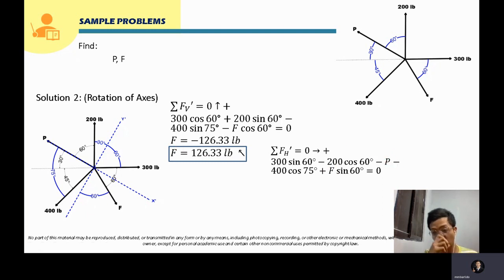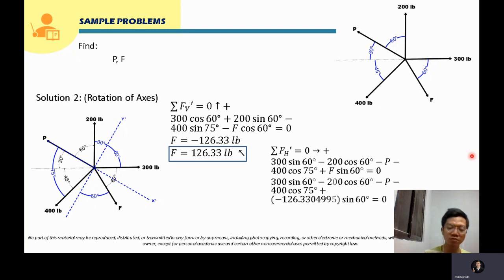Okay, so solving for P, we just transpose negative P to the other side so that it will become P, and we can solve now. So this will be 300 sine 60 minus 200 cosine 60 minus 400 cosine 75, plus F, our F is 126.33 sine 60. Okay, so it will give us, so our P now here will be negative 53.